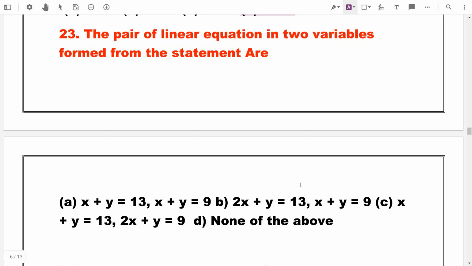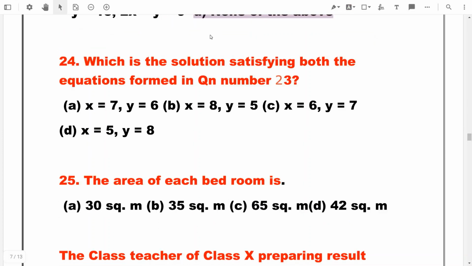23rd question. The pair of linear equations in two variables formed from the statements are x plus y is equal to 13, x plus y is equal to 9; 2x plus y is equal to 13, x plus y is equal to 9; x plus y is equal to 13, 2x plus y is equal to 9; none of the above. Answer D. None of the above. 24th question. Which is a solution satisfying both the equations formed in question number 23? Options: x is equal to 7, y is equal to 6; x is equal to 8, y is equal to 5; x is equal to 6, y is equal to 7; x is equal to 5, y is equal to 8. Answer C. x is equal to 6 and y is equal to 7.